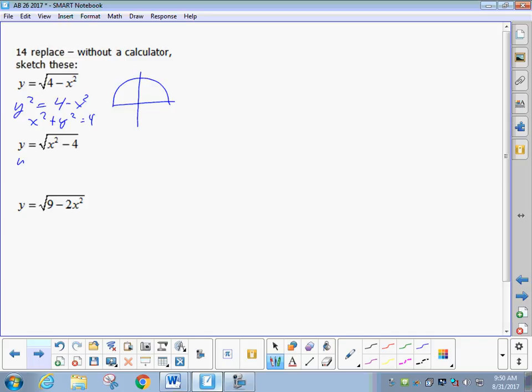Hyperbola, true again. Y squared equals x squared minus 4. I like that constant to be positive, so I'm going to move it over here, and something like that. Sideways opening or vertically opening hyperbola? Sideways, top half, bottom half, or both? Top half.